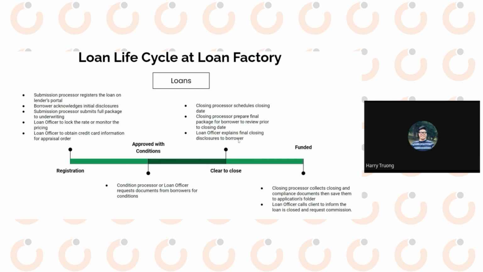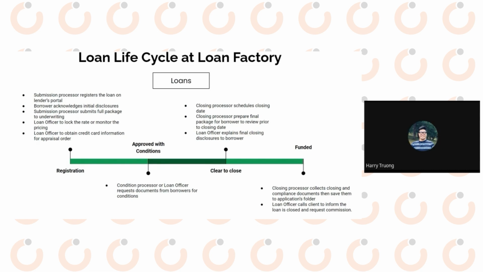So you need to talk to your client and go over the numbers with them to make sure that they will comfortably sign at the closing table. After that, we're going to have the loan funded, and the loan processor will collect the compliant documents and save them to the folder. You will need to call the client to inform them of the status, and you will be able to request commission as soon as we receive the check from the escrow.